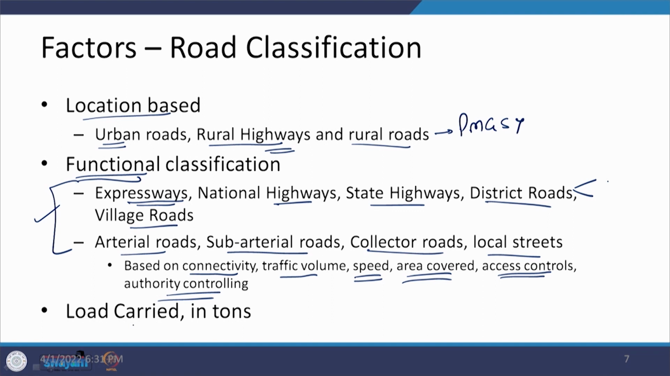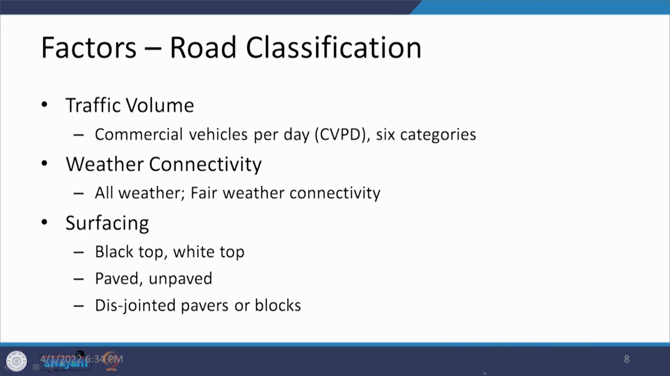Another one is the load carried in tons, that can also be considered depending on how much load is being carried in a particular year. Traffic volume in terms of commercial vehicles per day, and when we say commercial vehicles per day, we are talking about all those commercial vehicles which have a laden weight of more than 3 tons. So, if we are talking about this more than 3 tons laden weight, they are in short being defined as CVPD.